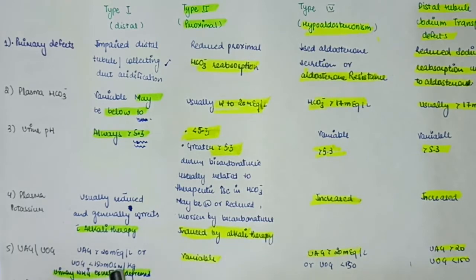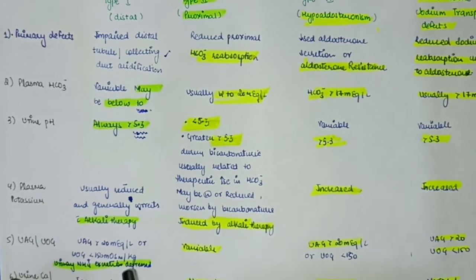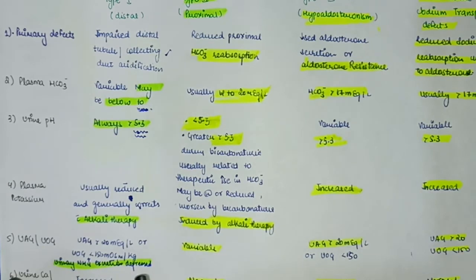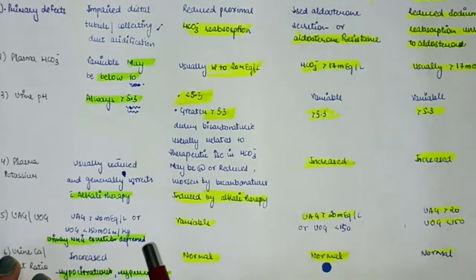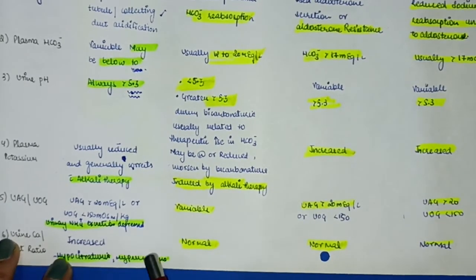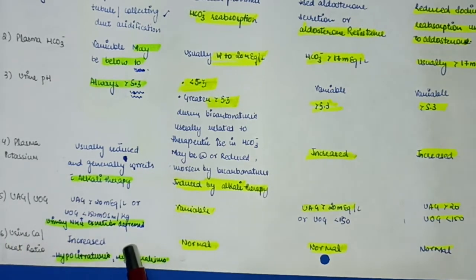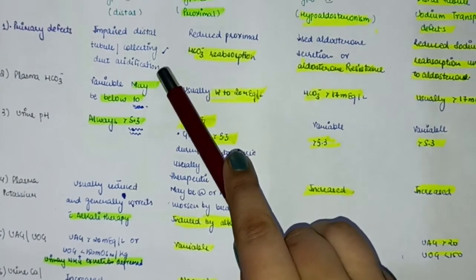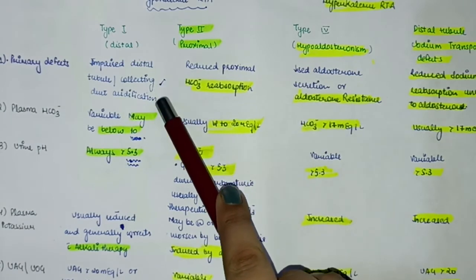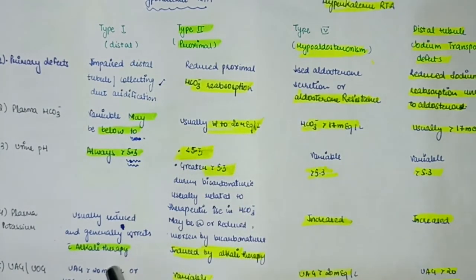Urinary anion gap will be more than 20 and urinary osmolar gap is less than 150 milliosmol per kg. So in type 1 RTA, apart from defect in collecting duct acidification, hypercalciuria is also present, which results in increased risk of nephrocalcinosis or nephrolithiasis. So in type 1 RTA, there is impaired distal tubule or collecting duct acidification. There is hypokalemia which responds to alkali therapy.